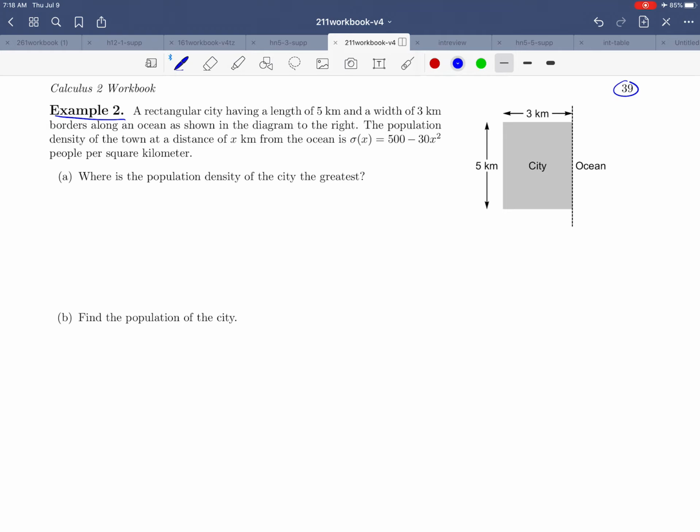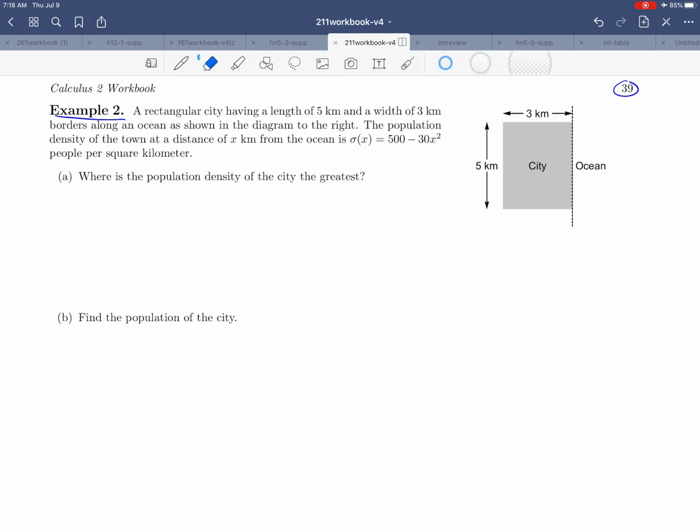The population density of the town at a distance of x kilometers from the ocean is given by the function sigma of x equals 500 minus 30x squared people per square kilometer. Before we dive into this, notice that the function they're giving us is just telling us that the density of our city depends on how far we are away from the ocean. That's the basic observation that we have here.